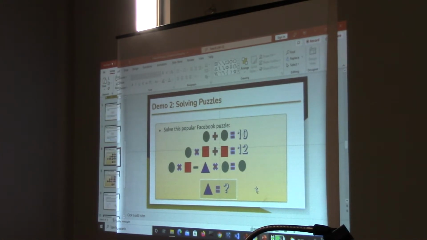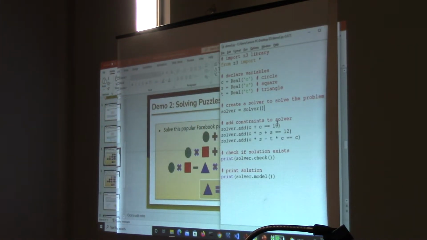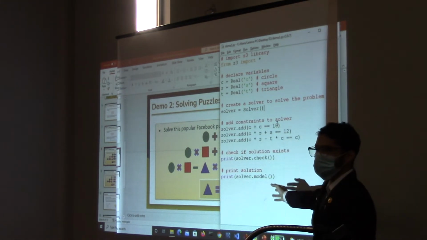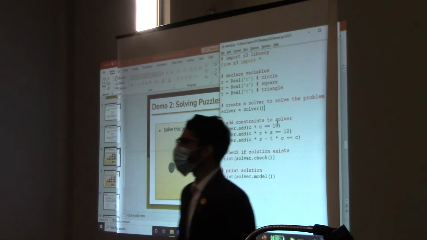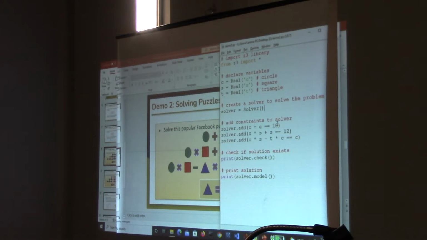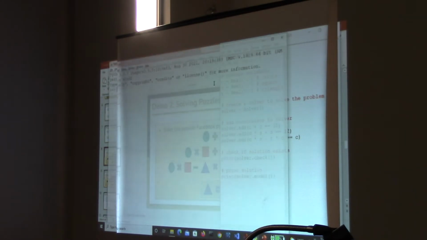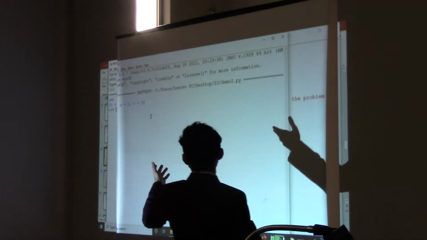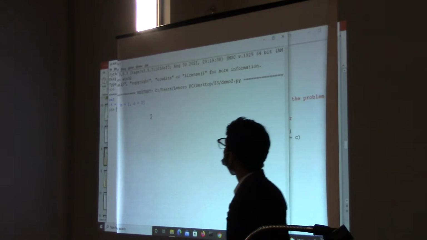So let's go back to the program. So we have those conditions. And again, I'm checking if there is any solution or not. And finally, if there is a solution, I want to obtain the model. Let's go ahead and quickly run this. And if I run this model, there we go. We have a value for triangle, we have a value for square, and we have a value for circle.